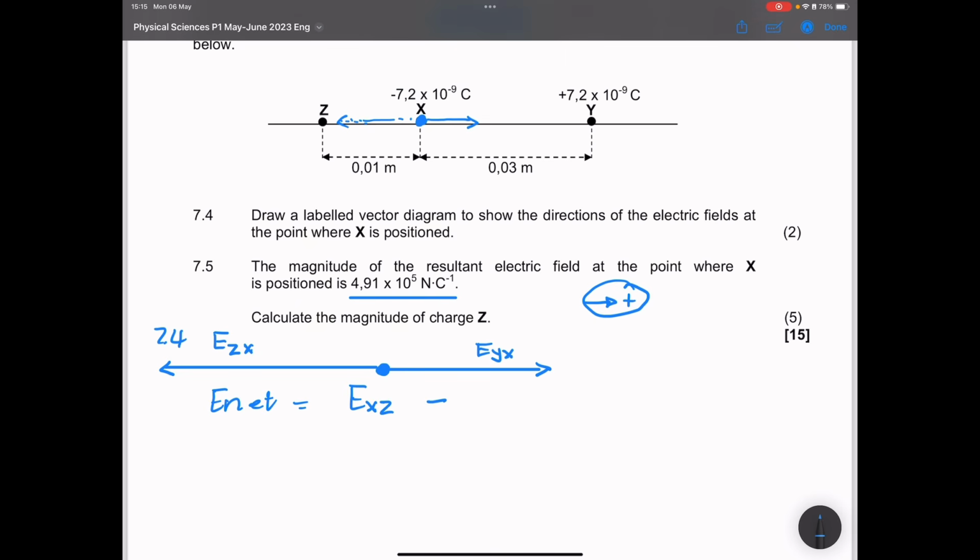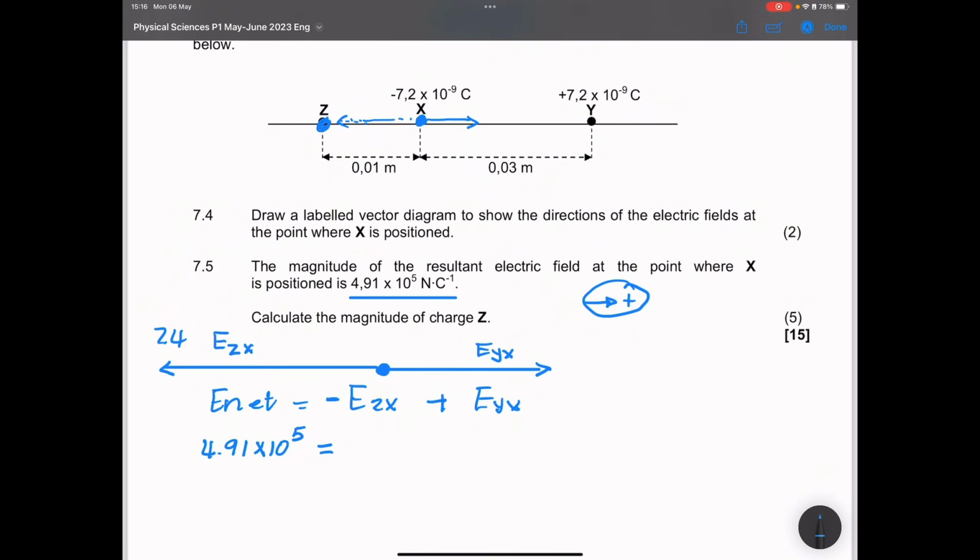minus EZX plus EYX, so it really doesn't matter, ZX and YX, and we got that to be 4.91, times 10 to the power 5. I am going to leave that, and by the way, honestly, they should have actually told us in which direction it is. Now, EZX, in fact, I do suspect that the one on Z would actually be bigger, so the net field should actually be to the left, right, because this one is actually closer in terms of direction.